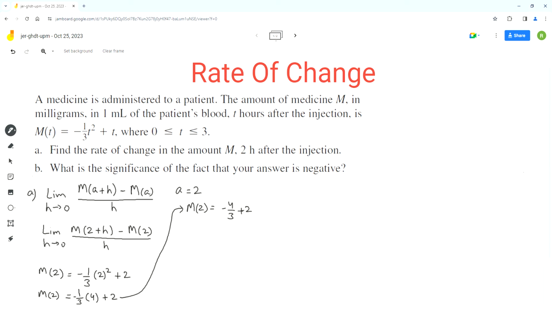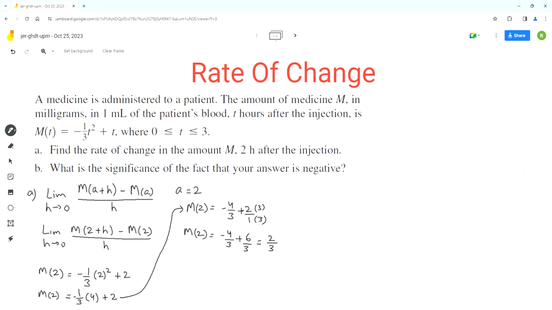Now we can combine these terms. The denominator of 2 is 1, so the common denominator will be 3. So we'll multiply the numerator and the denominator by 3. So we get M(2) equals negative 4 over 3 plus 6 over 3, which is equal to just 2 over 3. We just add the numerators and keep the denominator the same. So this is the value of M(2) that we'll use in this rate of change formula.